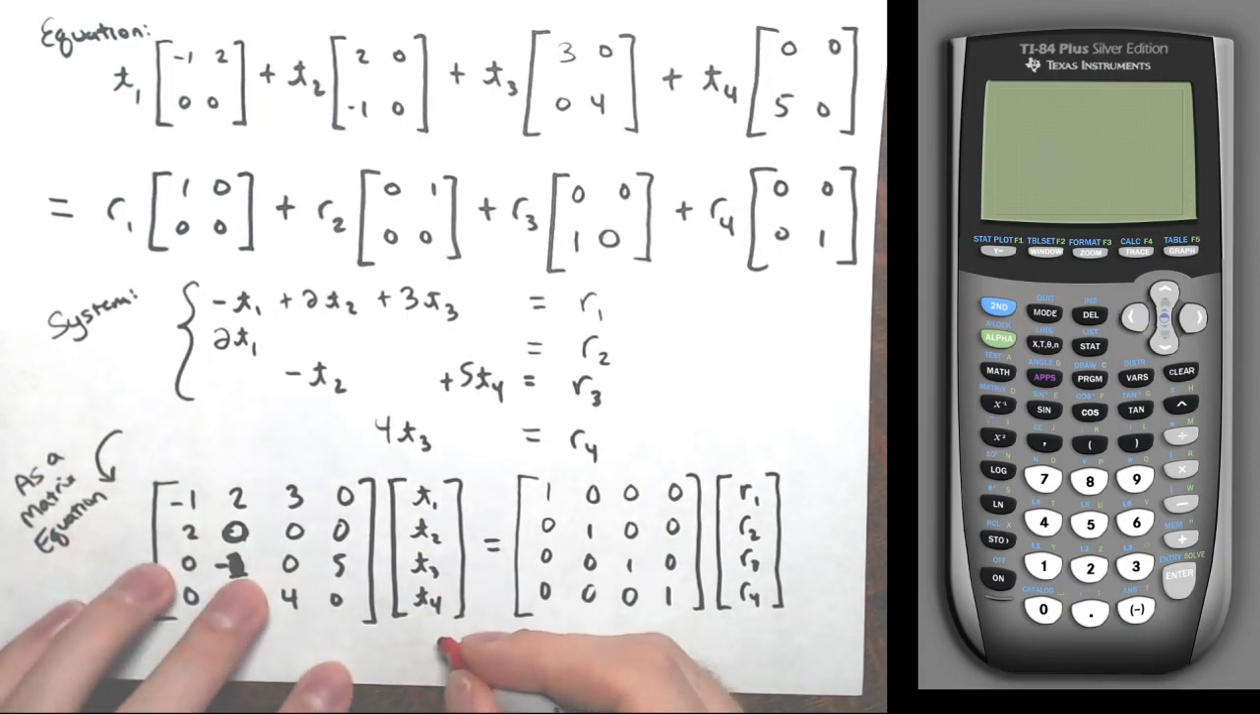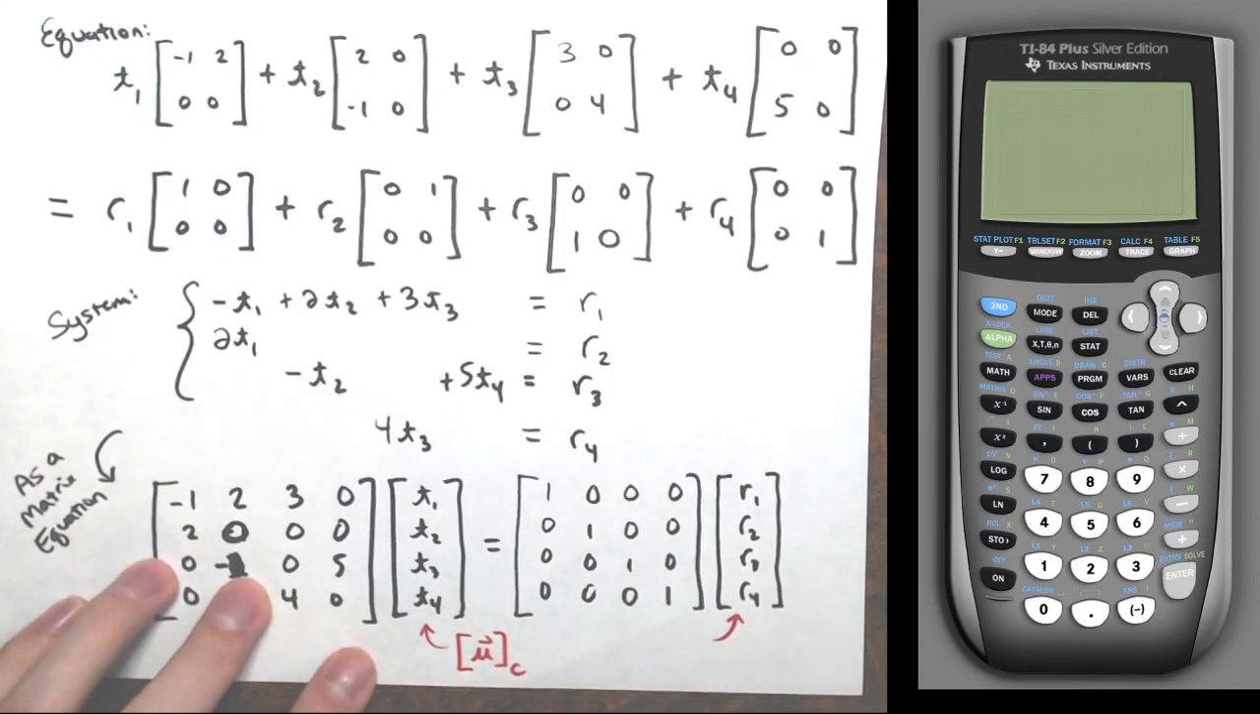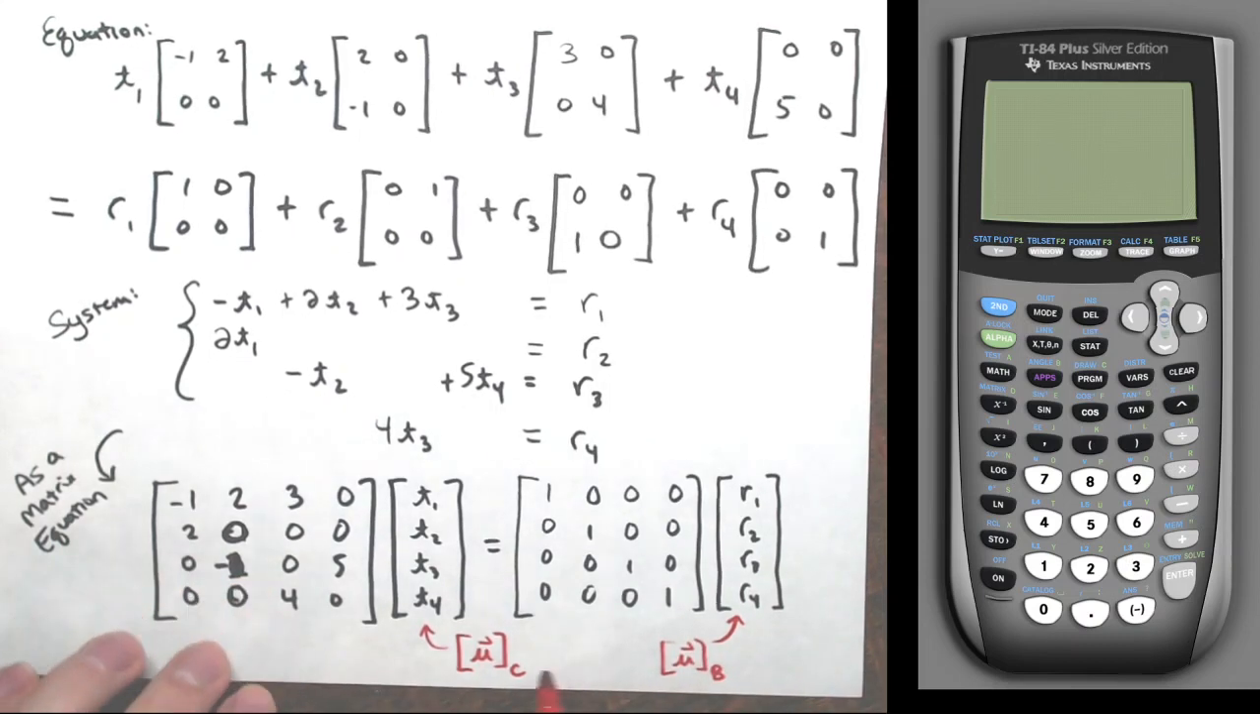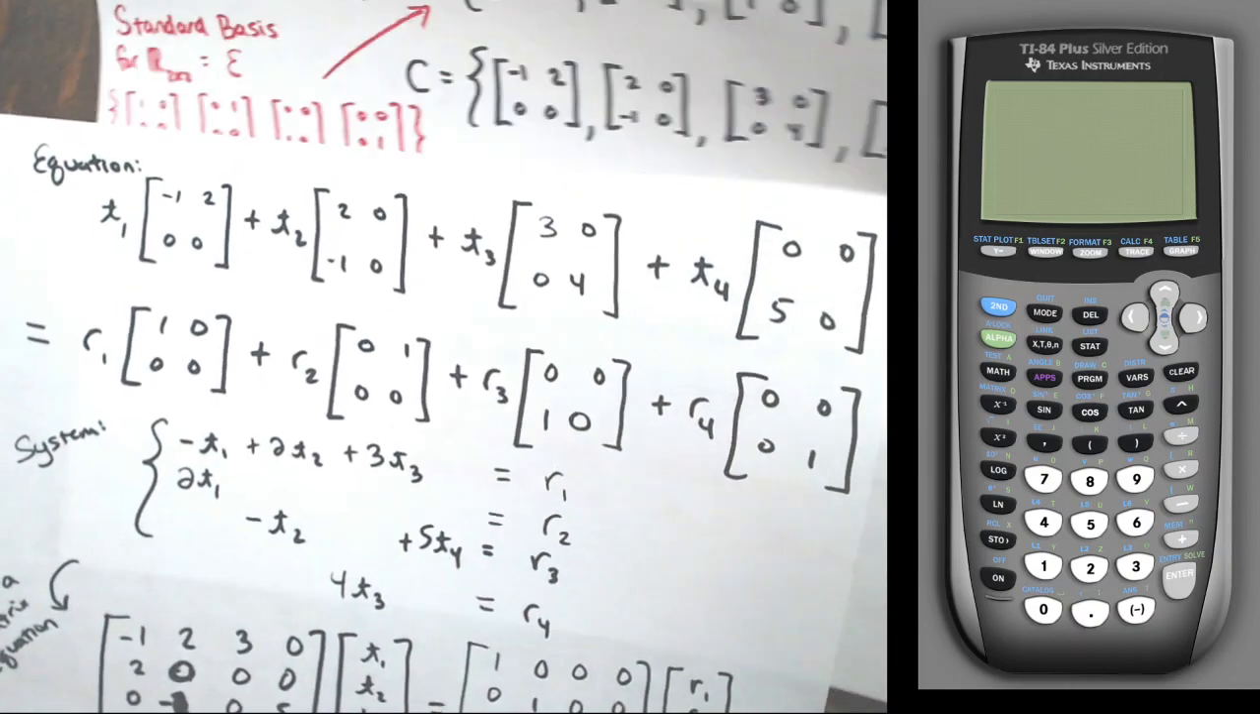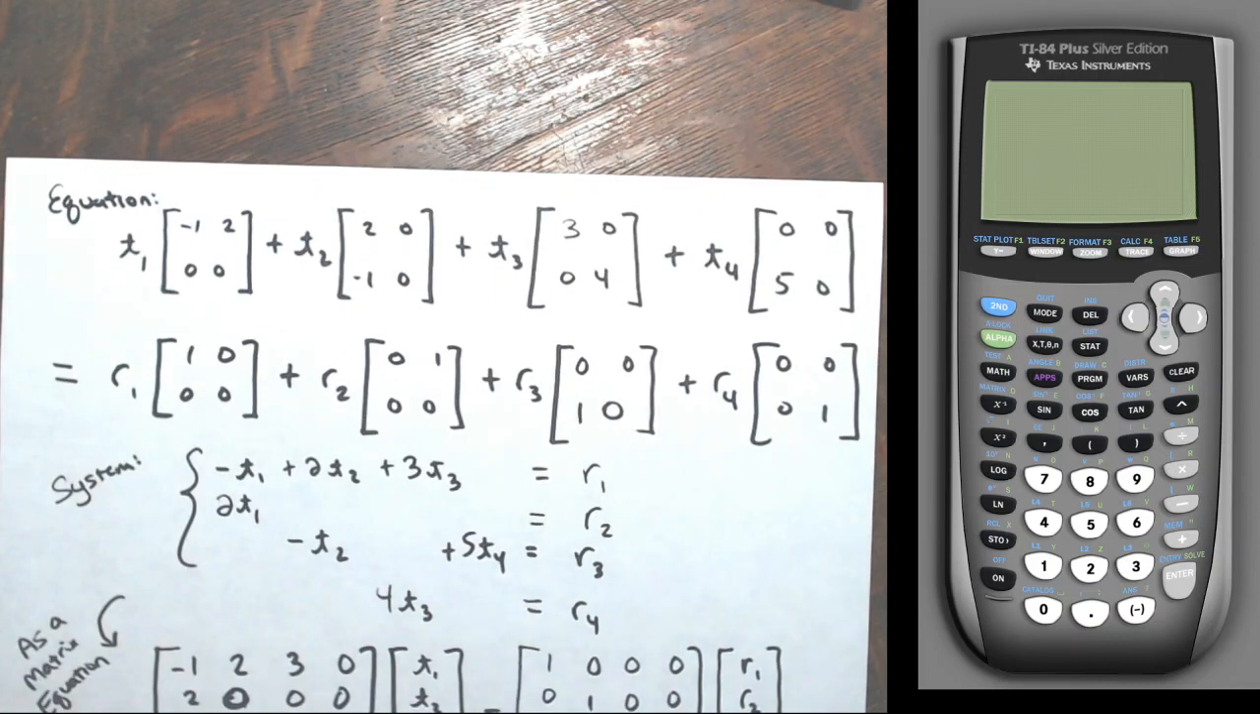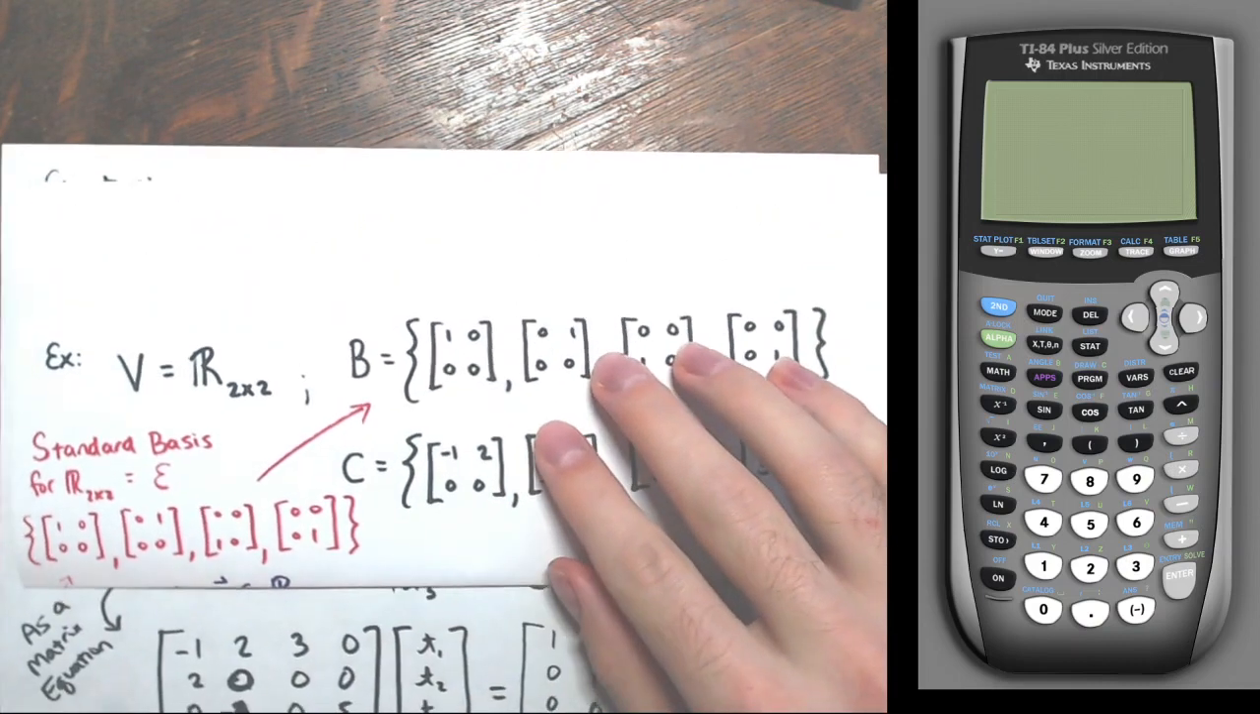And these matrices here, right? This t1 through t4, this is the coordinate vector of u with respect to C. And this r1 through r4, this is the coordinate vector of u with respect to B. So again, I have a matrix times the coordinates with respect to C equals a matrix times the coordinates with respect to B. It's just the difference is these matrices, the columns are not the vectors. Like here were the vectors from the bases. Right here. This was B and C.